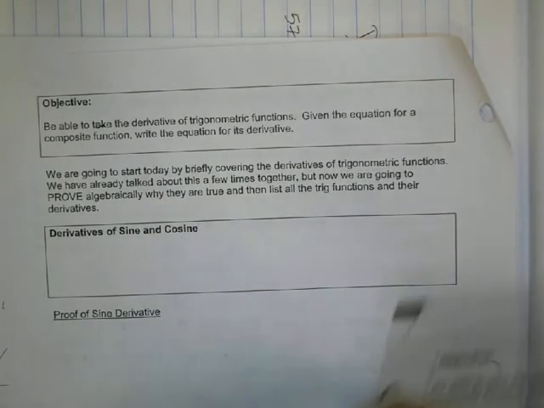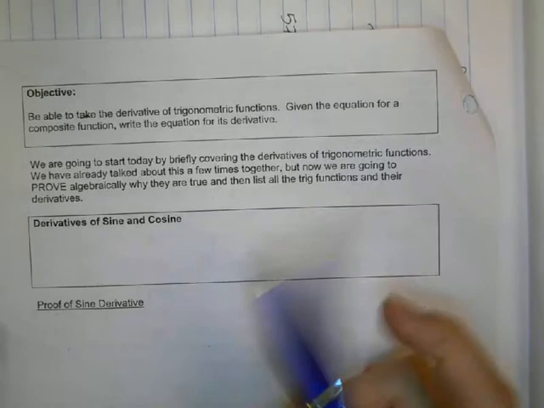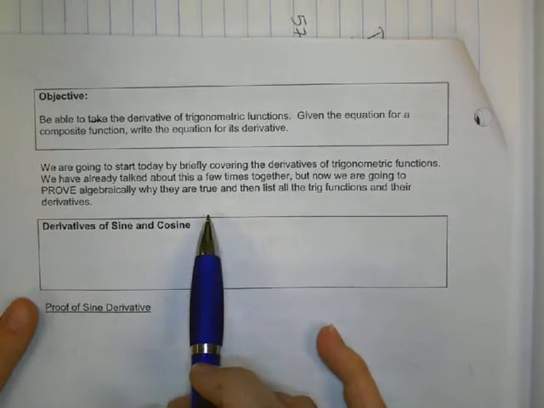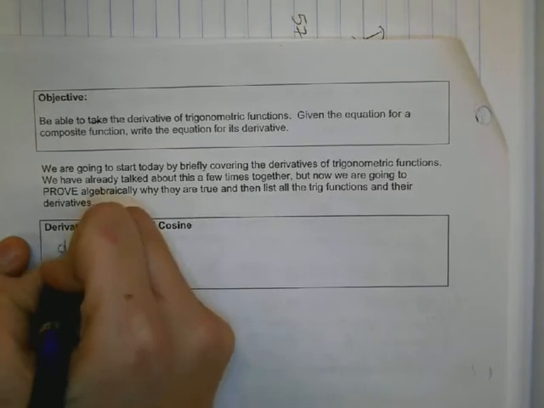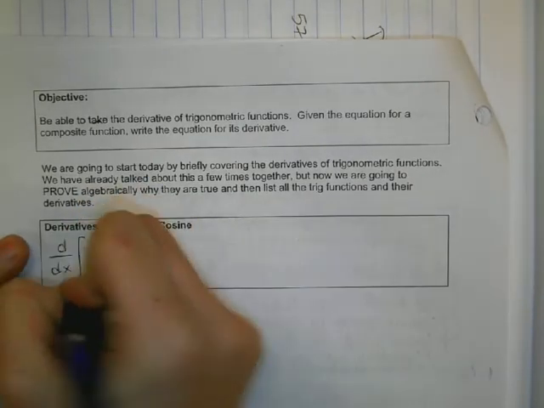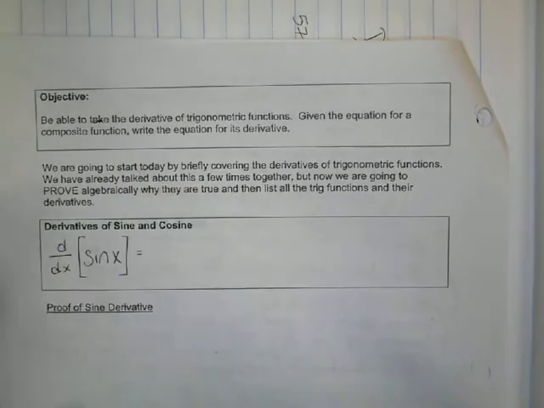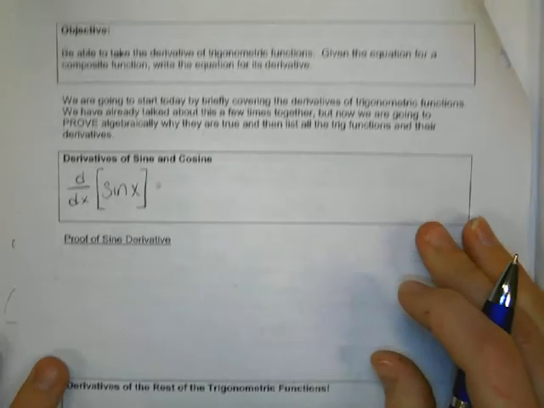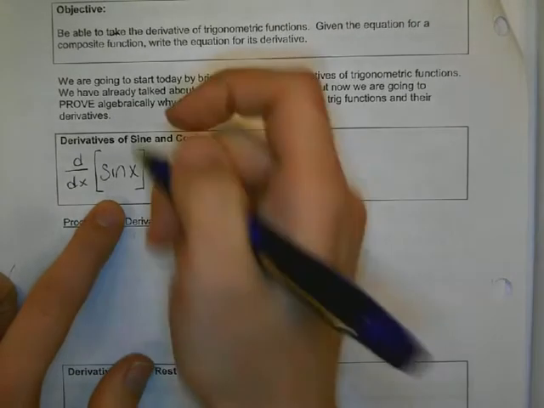So let's start by looking at the derivatives of sine and cosine. We've kind of already touched on this a few times together, like when we were looking at derivative graphs and we would graph the derivative graph of what looked like a sine function. It ended up being another sinusoid. So the derivative rule, and I'm going to write it here, this notation means the derivative of sine is actually cosine here.